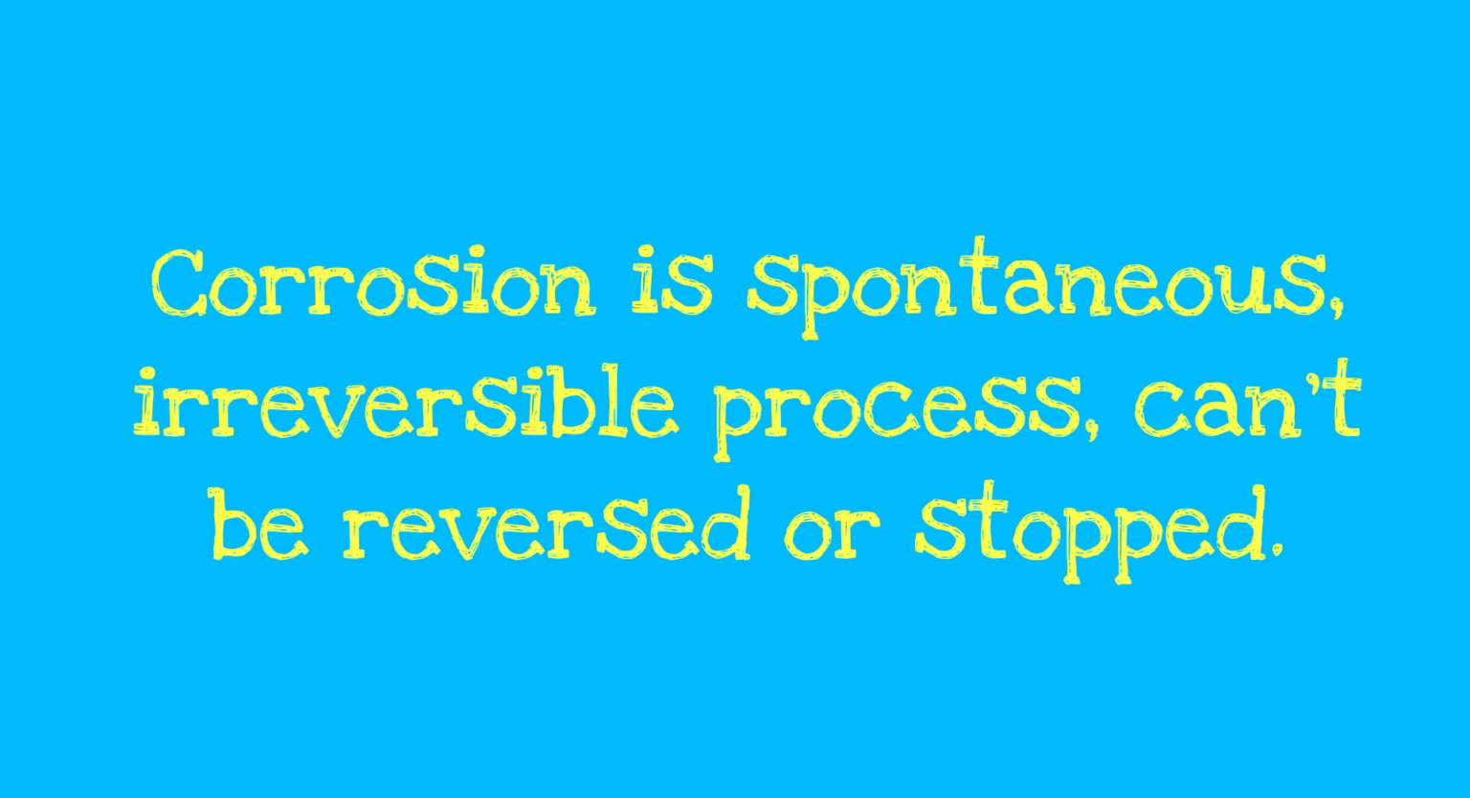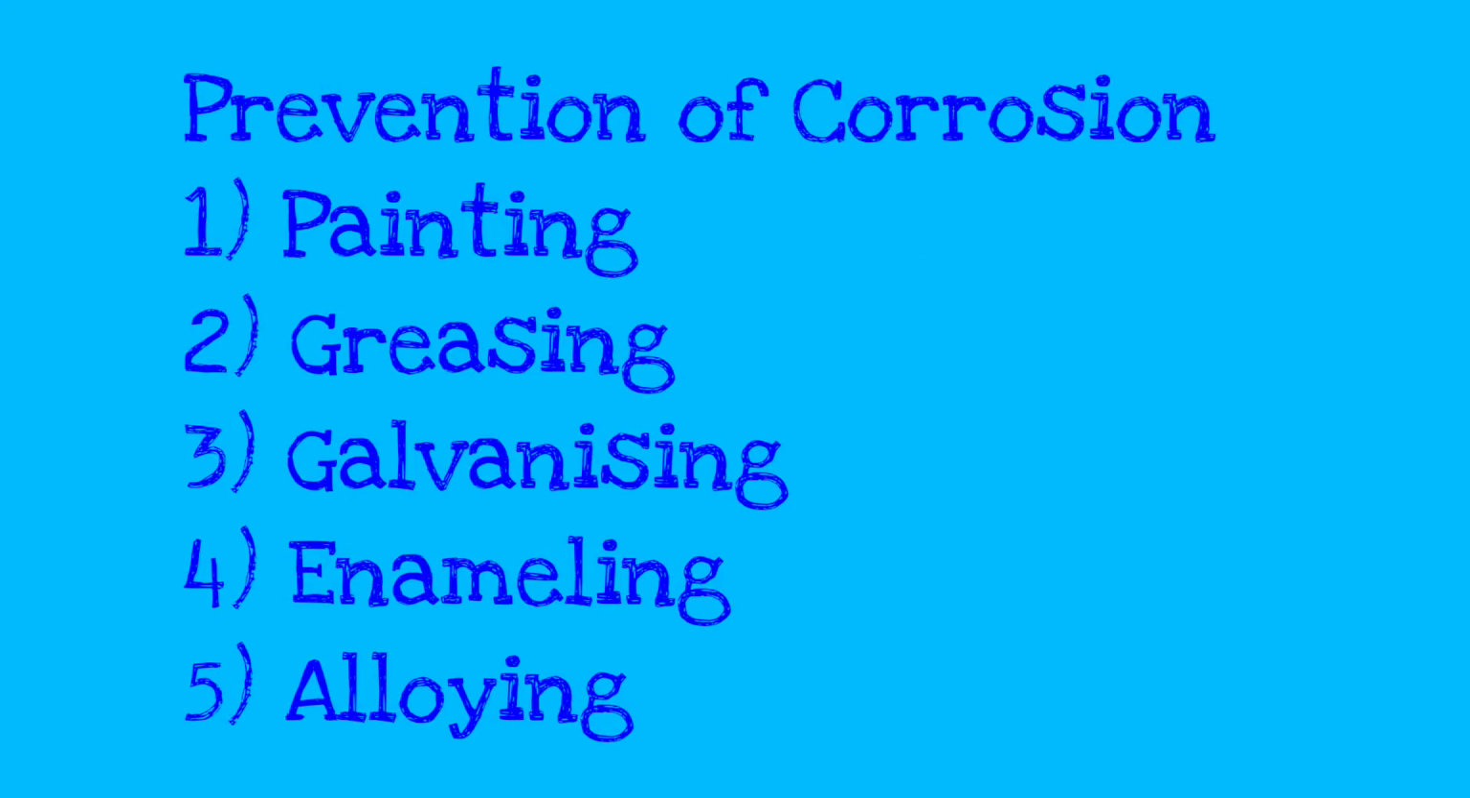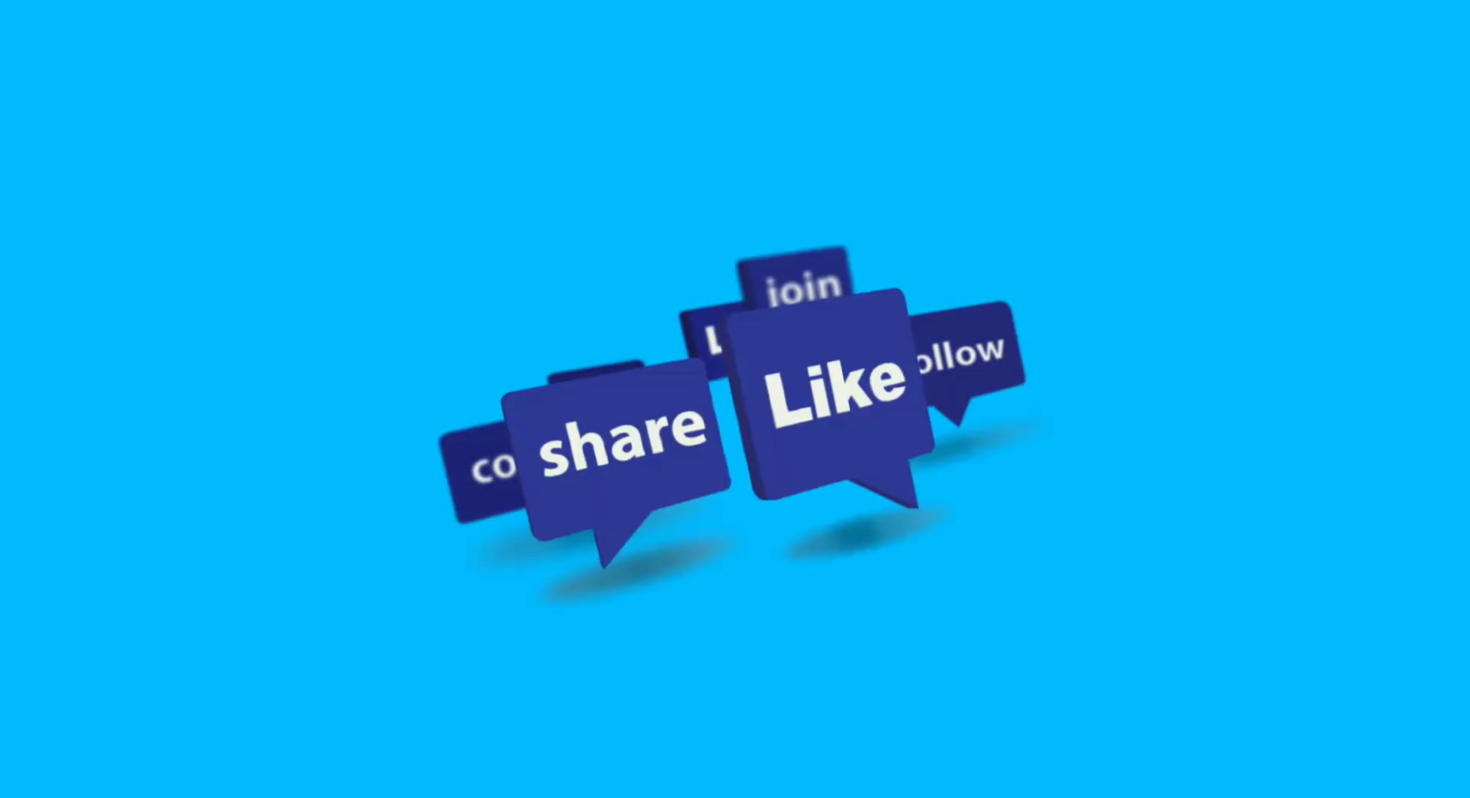The corrosion of metals can be prevented by not allowing the surface of metal to come in contact with the moisture. This can be achieved by painting, greasing, enameling, varnishing, and by alloying. Corrosion can be prevented. The last topic from this chapter is rancidity.